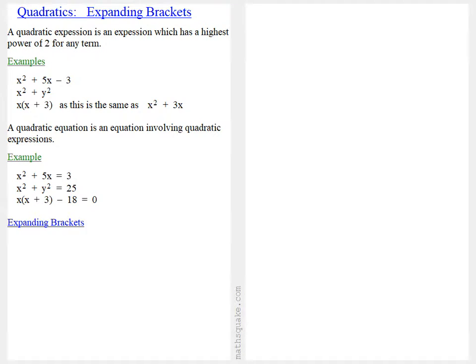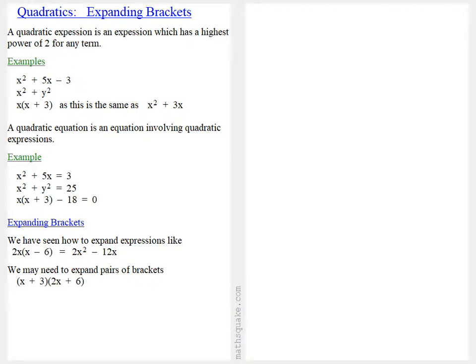Now sometimes we get quadratic expressions which have brackets in them, and we may want to remove the brackets. Now we've seen we can expand expressions like 2x into x minus 6. This is 2x times x, 2x squared, minus 2x times 6, minus 12x. But sometimes we need to expand pairs of brackets.